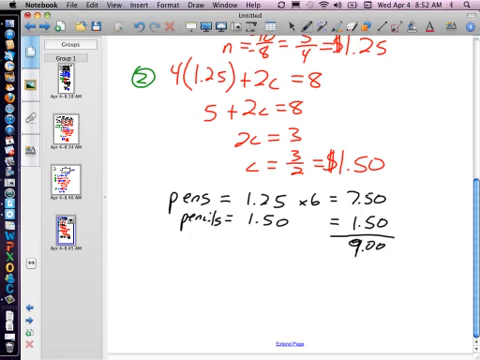That checked out nicely. The second equation, since we have 4 pens, so 4 pens would be $5, and 2 pencils would be $3. That would come out to $8. So those both checked out. So we were concerned about our decimal answer, but it worked out just fine. So our answer is pens were $1.25 and pencils were $1.50.